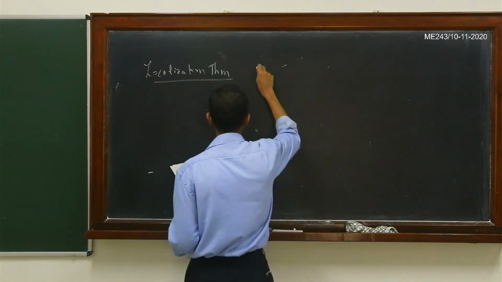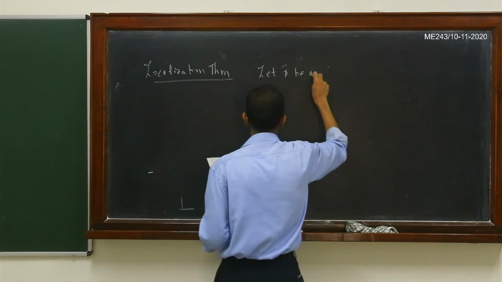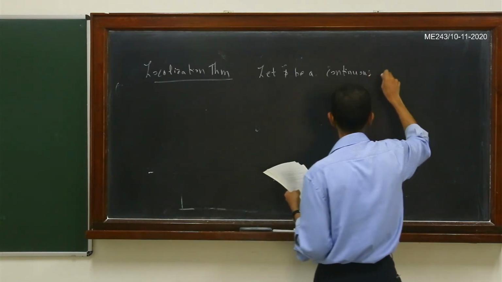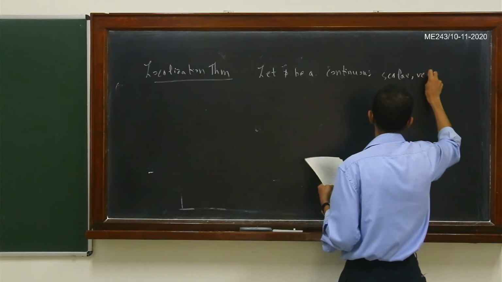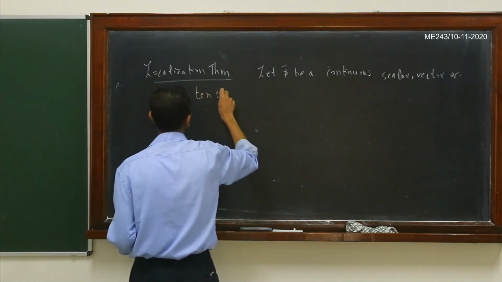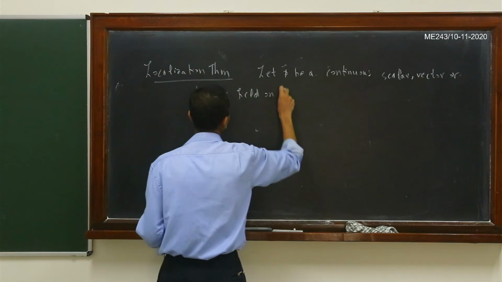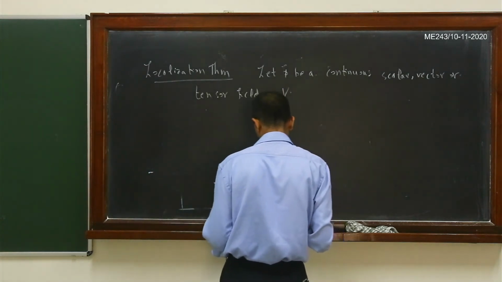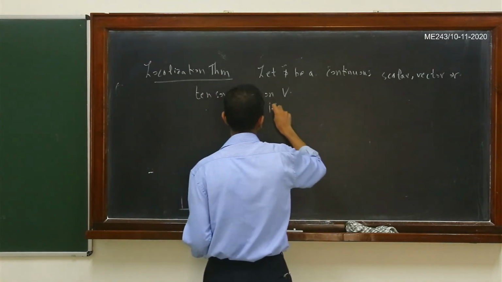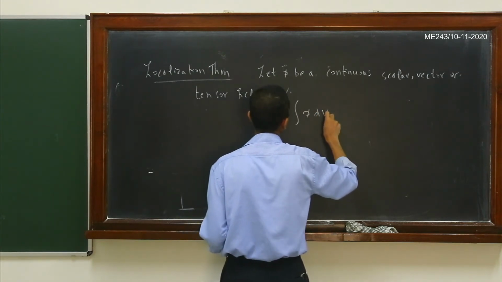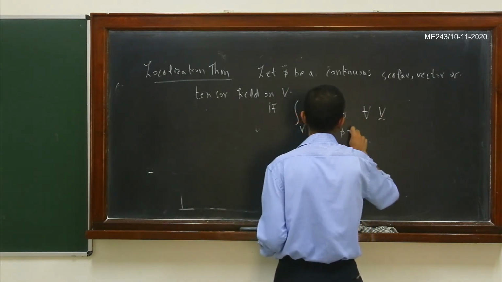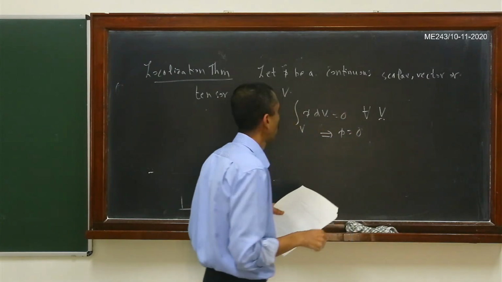Let phi be a continuous scalar, vector or tensor field on some volume V. Then if the integral of phi dV over V is equal to 0 for all V, then this implies that phi is equal to 0. Okay. So this "for all V" is very, very important.